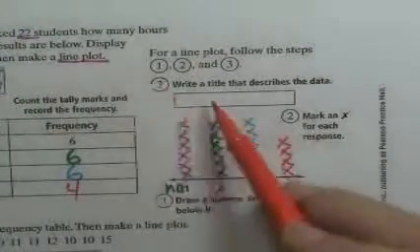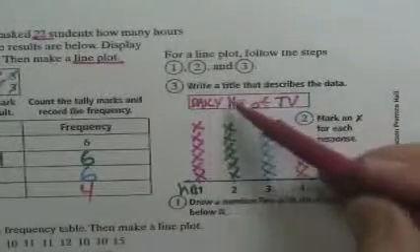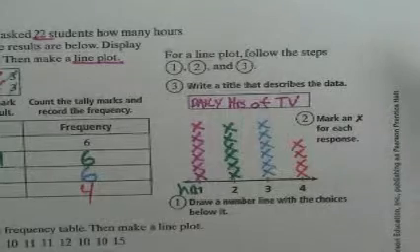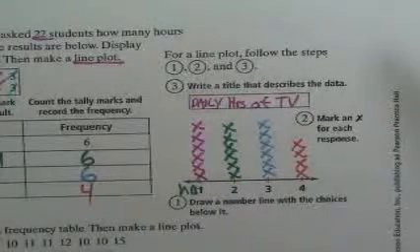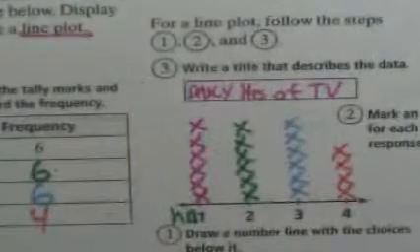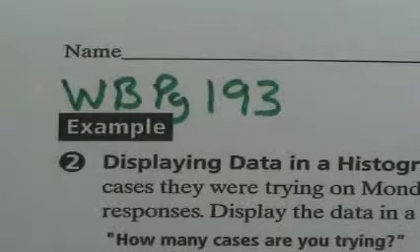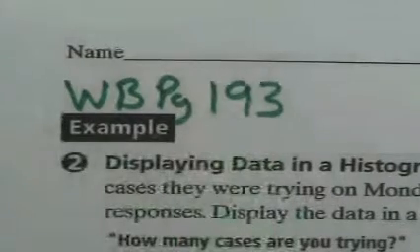Oh, the third step is to write a title. So what title should we give it? How about daily hours of TV? Daily hours of TV. Okay, so now you go ahead and do the same thing down below here. Use this data, and then make a line plot to the side over here. Okay, turn to the next page.